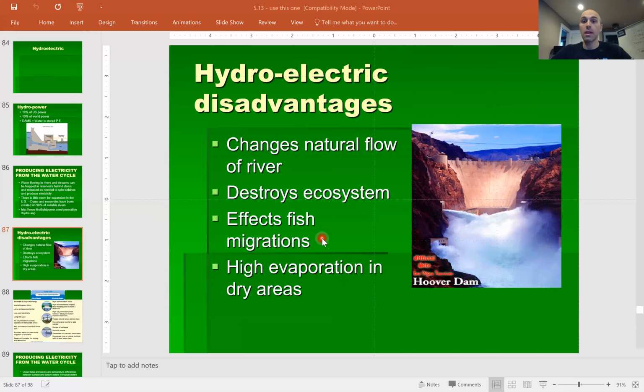Fish migrations. Fish often travel upstream in order to reproduce, to breed. If you put a dam there, it's like a big giant wall saying, I'm a fish, I'm a fish, I'm a fish, boom. Can't go no more. So what do they do? There's ways around that. They create fish ladders. And high evaporation rates in dry areas: when you start pooling a reservoir above the dam, on the reservoir side, now you have this large surface area with all this water in it. That's going to increase the evaporation rate because now you have this giant surface of water, more area for water to evaporate.